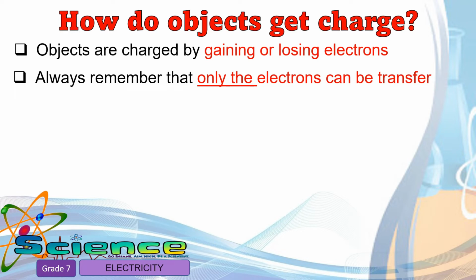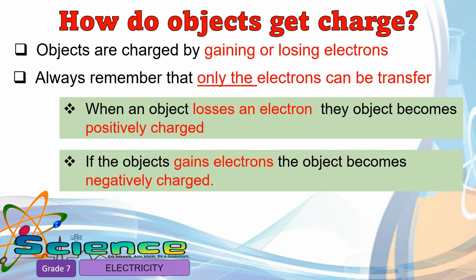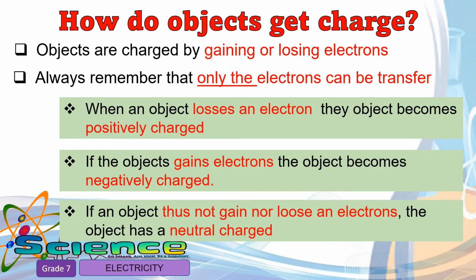When electrons are transferred or an object loses an electron, it becomes positively charged. On the other hand, if the object gains or acquires electrons, the object becomes negatively charged. And lastly, if the object does not gain nor lose an electron, the object has a neutral charge.